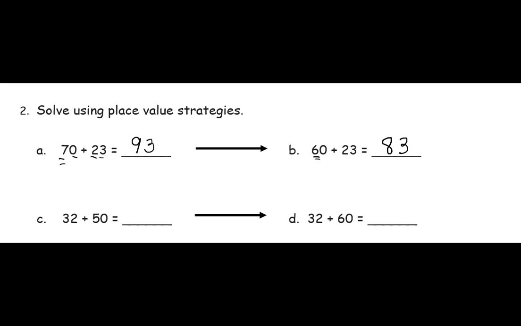In problem C, I have 32 plus 50. I can add my 10s. 3 10s and 5 10s is 8 10s. I'm not adding any more 1s, so I still have 2 1s. Let's see how this problem relates to the next one.